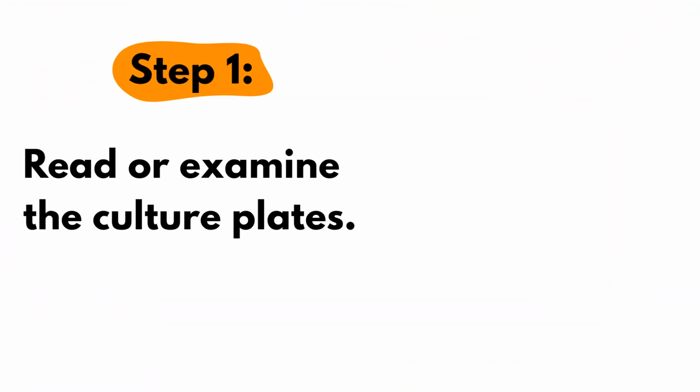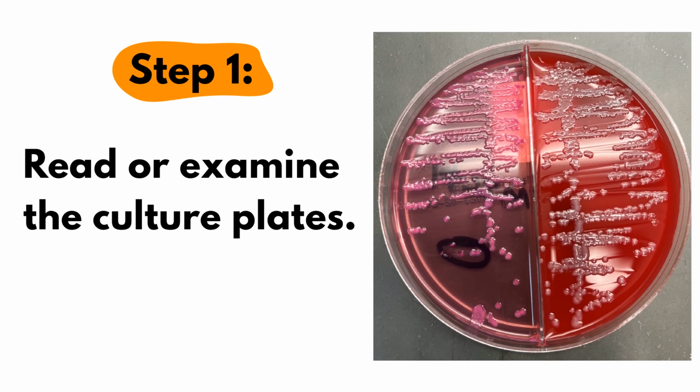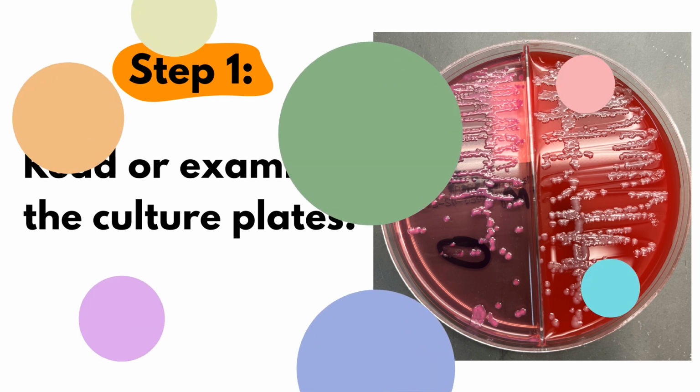Step 1. Read or examine the culture plate. I already explained how to read a plate and subculture in the previous video. Now you have a pure culture with isolated colonies that show growth on both BAP and MAC. You'll have to examine the plate again and make sure you have a pure culture, because if you do not have a pure culture or isolated colonies, you will have to subculture it again. However, a seasoned CLS may perform ID and sensitivity tests without subculture if he or she has enough well-isolated colonies to work with.